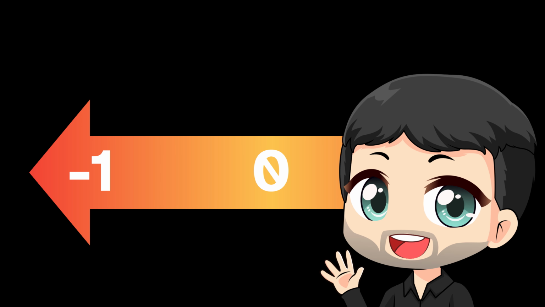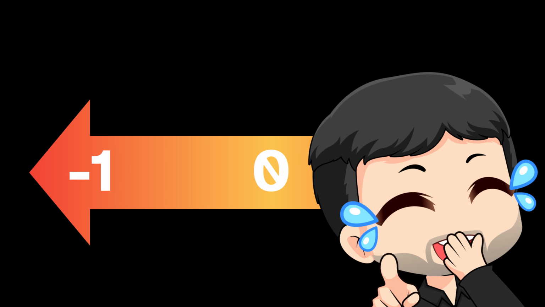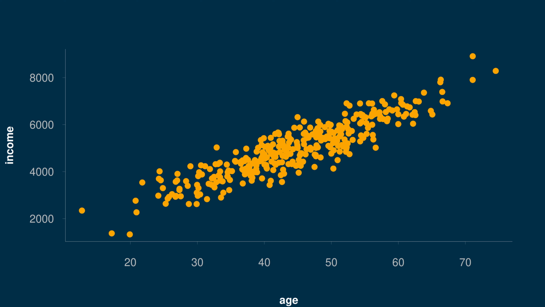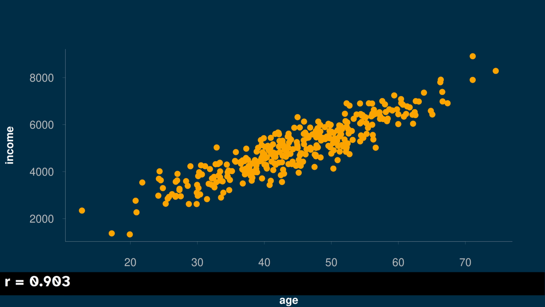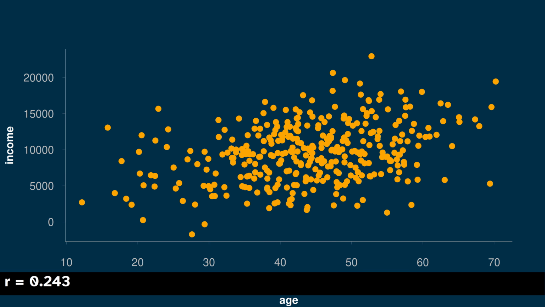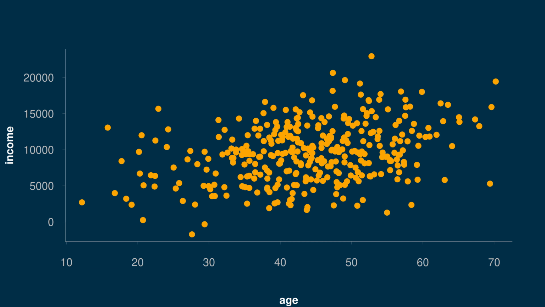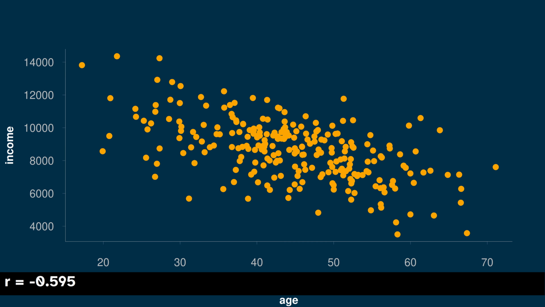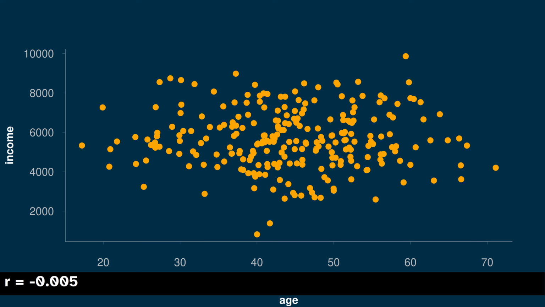The closer to 1 or -1 we are, the closer the relationship. A strong relationship means that knowing the value of one variable tells us quite strongly what the value of the other is likely to be. Here we have a strong positive correlation. The dots are arranged tightly around the line. Here we have a weak positive correlation. There's still a tendency, but we're much less certain about the likely income if we know the age of a person. This is a negative correlation. This is a correlation close to 0. There is no clear relationship.